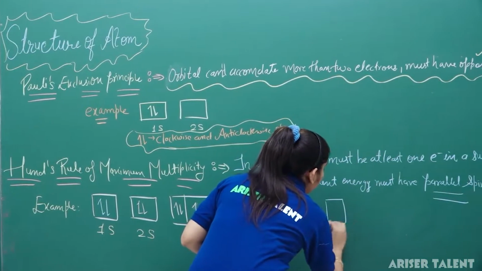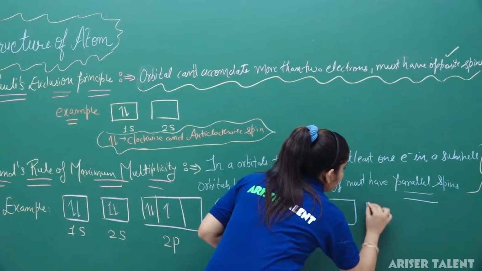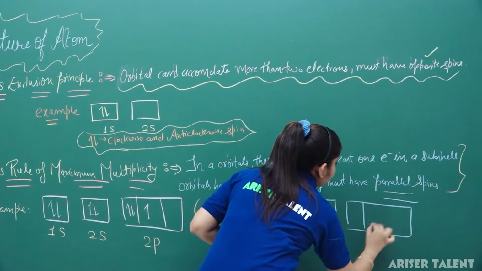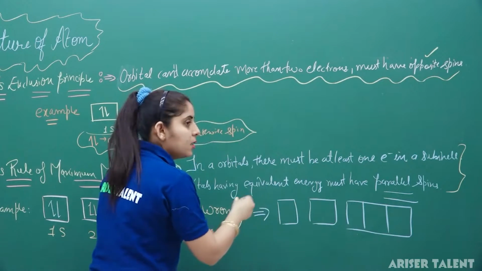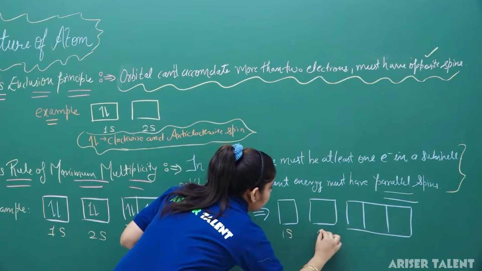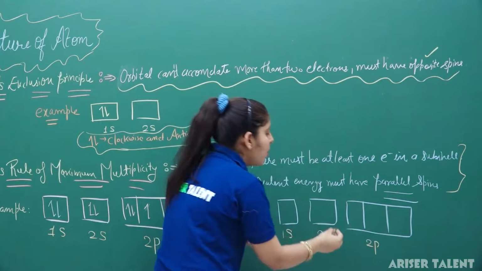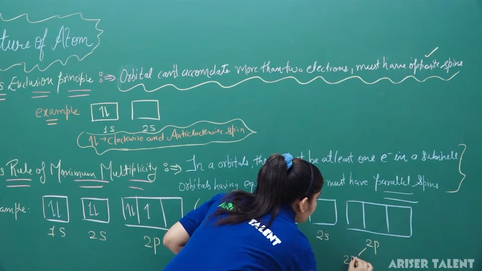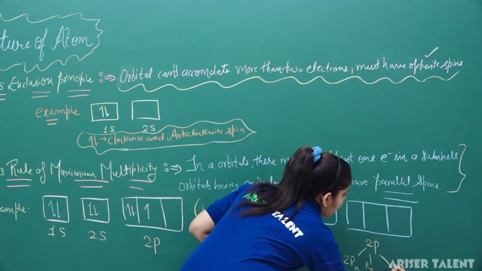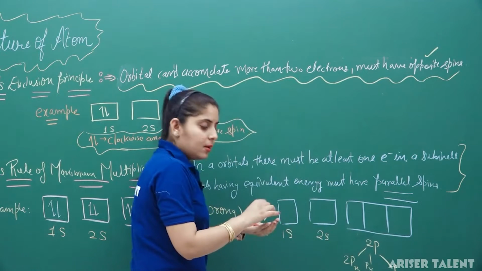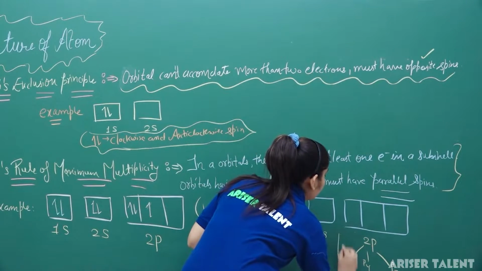Suppose we have again 3 orbitals: 1s, 2s, and the third is 2p. So this orbital is 1s, this is 2s, and in 2p we have the 3 components, that is 2px, 2py, and 2pz. These are actually the 3 components of the 2p system.